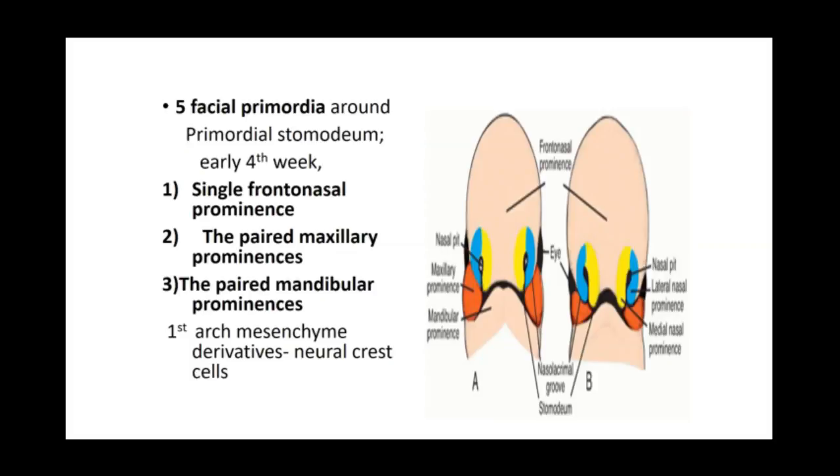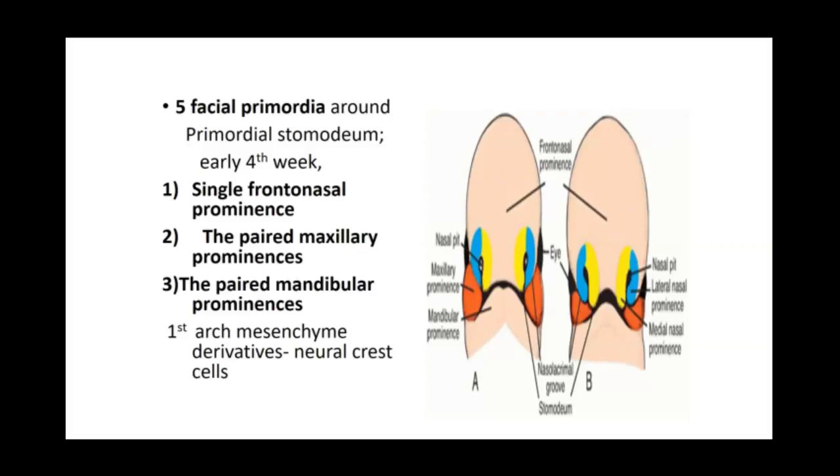One is the frontonasal, then you have these two orange ones, the maxillary ones on either side of the oral cavity, or what we call the stomodeum, and then you have the mandibular prominence, that is below that stomodeal process. This is going to arise. These are ultimately going to progress forward.